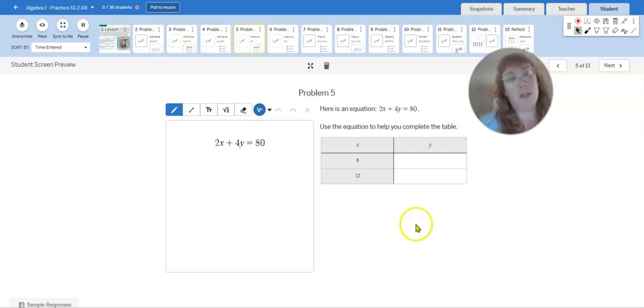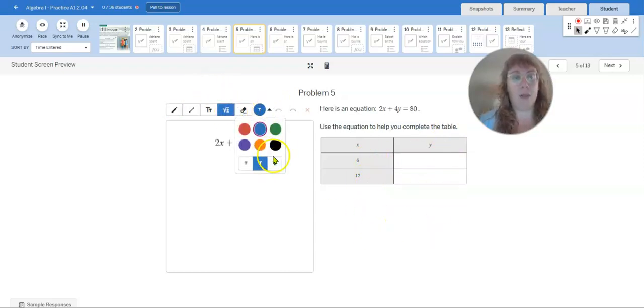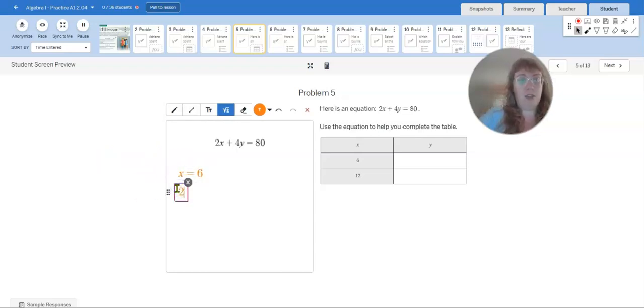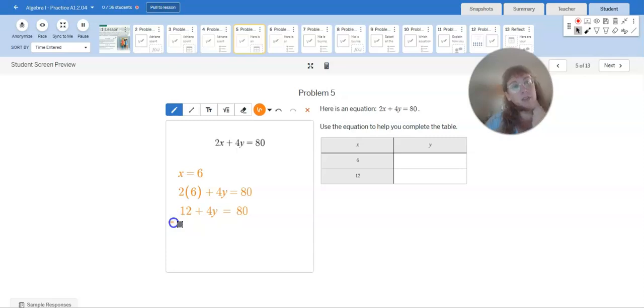Here's an equation, 2x plus 4y equals 80. And we have the x values and we're trying to figure out y. So for the first one, it tells us x equals 6. So we have 2 times x, which is 6, plus 4y equals 80. 2 times 6 is 12, plus 4y equals 80. Subtract 12 on both sides. Whatever we do to one side, we have to do to the other.